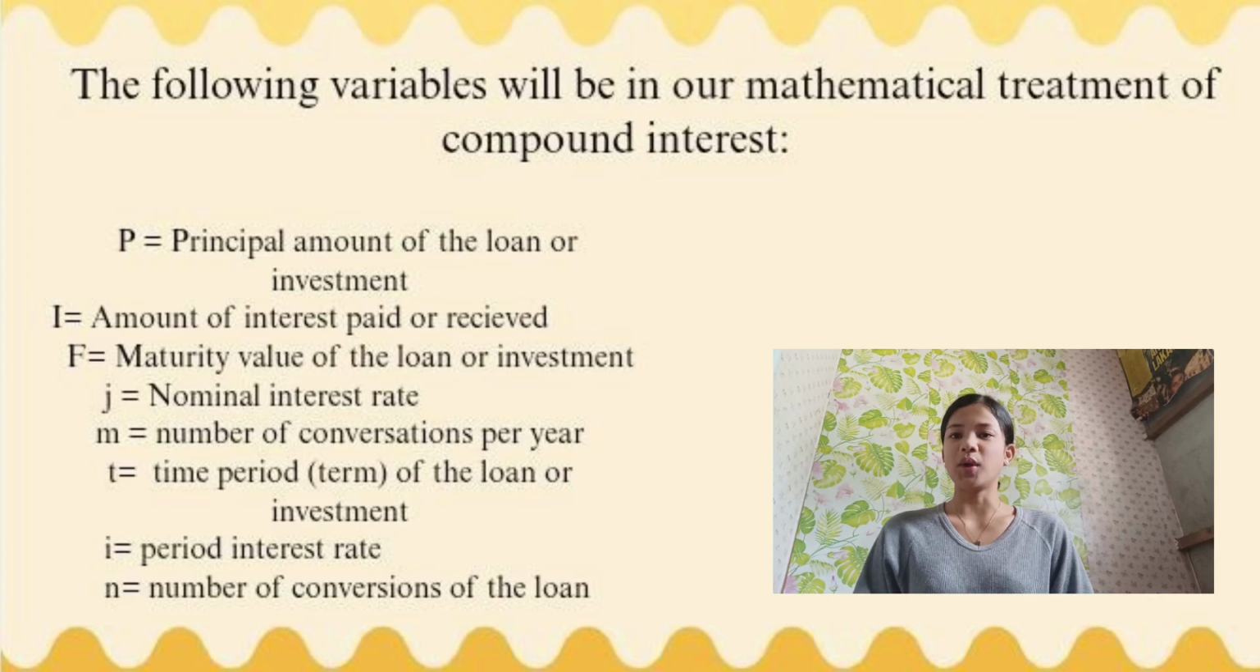The following variables will be used in our mathematical treatment of compound interest. P is the principal amount of the loan or investment. I is the amount of interest paid or received. F is the maturity value of the loan or investment. G is the nominal interest rate. M is the number of conversions per year. T is the time period, or term, of the loan or investment. I is the period interest rate and N is the number of conversions of the loan.